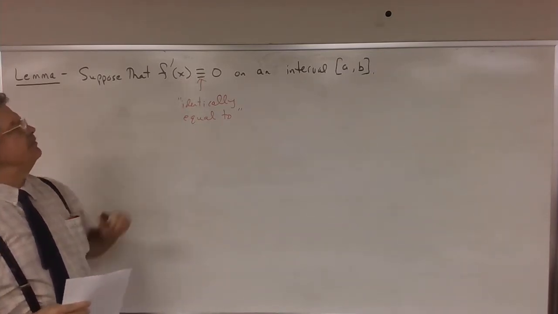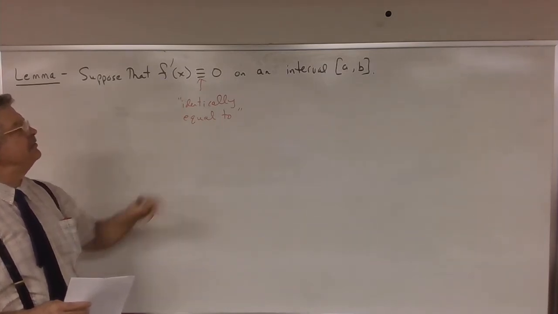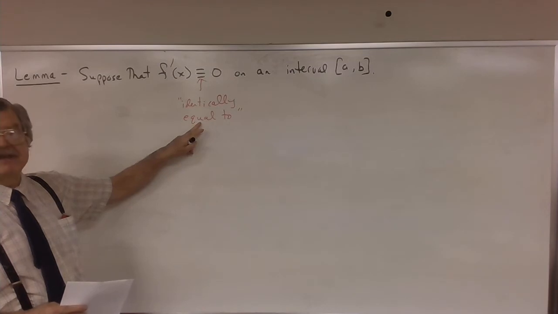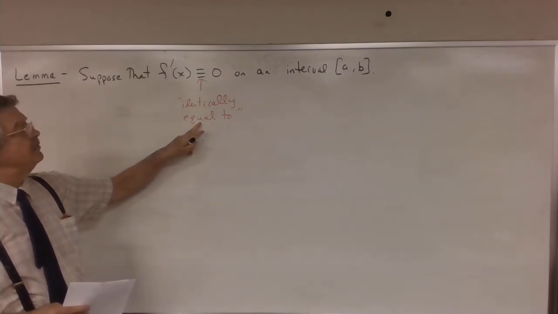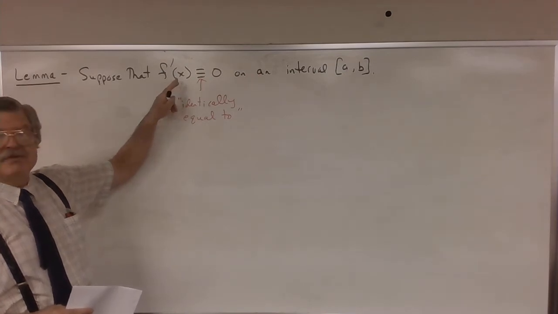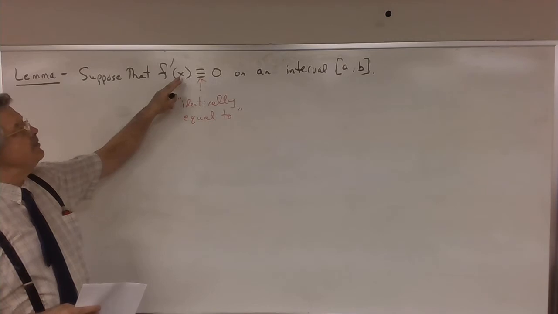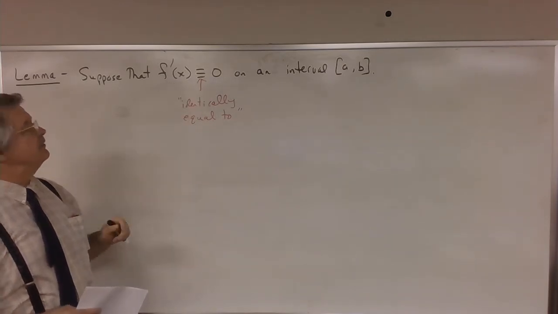These three bars may be thought of as an equal sign with emphasis. Literally, it's translated "identically equal to." So in other words, this is an identity. It's true for all values of x. Plug any value of x in here, you get 0. That's what that means.